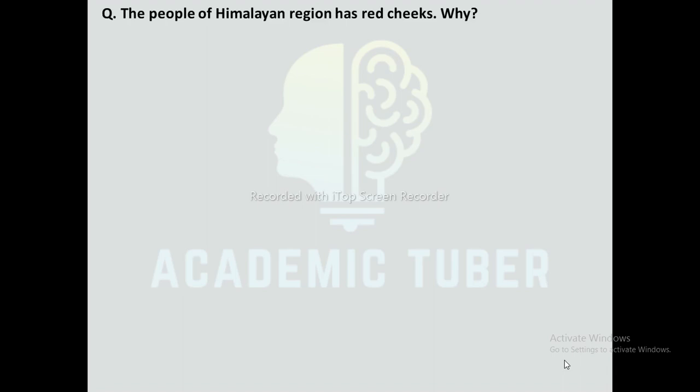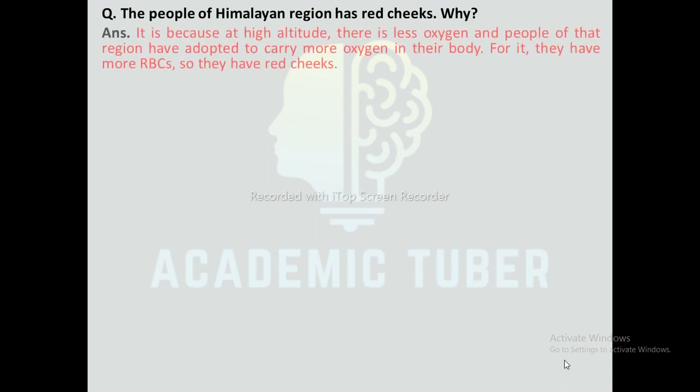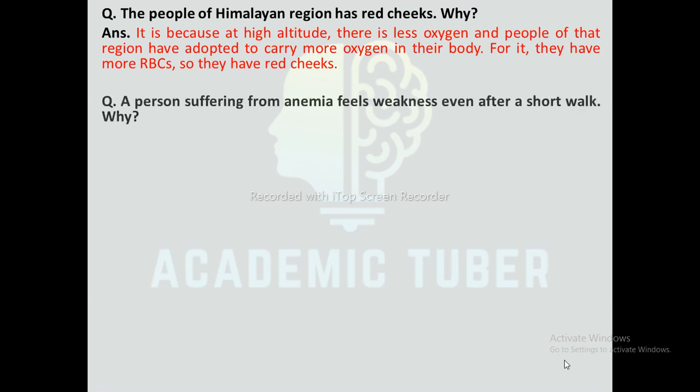So here are some reasoning questions. The people of Himalayan region have red cheeks. Why? It is because at high altitude there is less oxygen and people of that region have adapted to carry more oxygen in their body. For it, they have more RBC, so they have red cheeks.